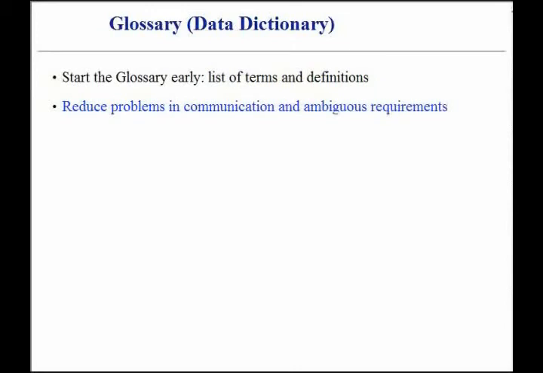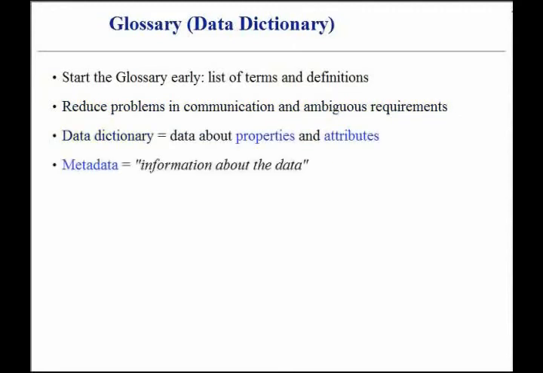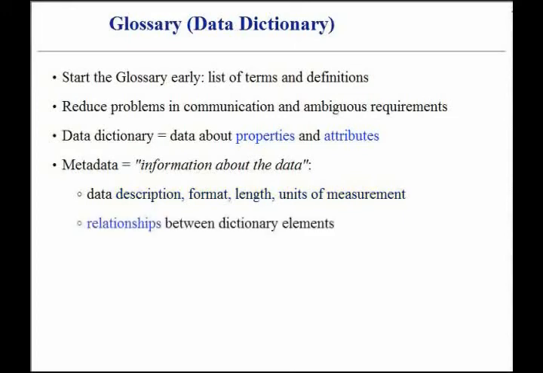Glossary can also play a role of the data dictionary. Such phenomenon becomes the metadata, or the information about the data itself. Dictionary attributes could include aliases such as description, storage format, type, data length, and units of measurement. Dictionary attributes could also include relationships between dictionary elements, range of values, and validation rules.